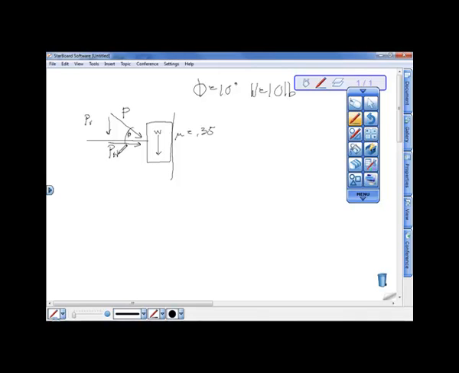Then from your laws of trigonometry, you know that the sine of theta equals P vertical over P, since sine is opposite over hypotenuse, right? And you also know that the cosine of theta equals P horizontal, or adjacent, over the hypotenuse. So you know those things.